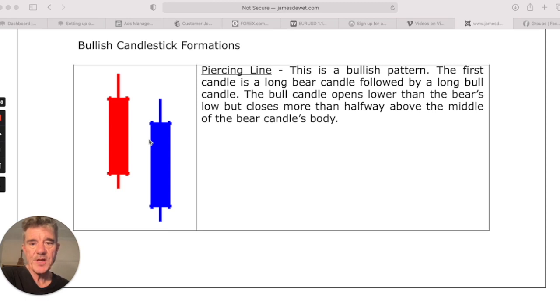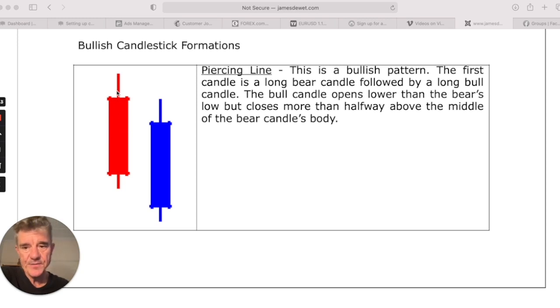Now, this one is called a piercing line or a piercing pattern. I generally refer to it as a piercing pattern. This is a bullish pattern. The first candle, that's this one on the left, is a long bear candle followed by a long bull candle. Now here comes the important part. The bull candle opens lower than the bear's low, but closes more than halfway. There's about halfway where my mouse cursor is. It closes more than halfway above the middle of the bear candle's body.